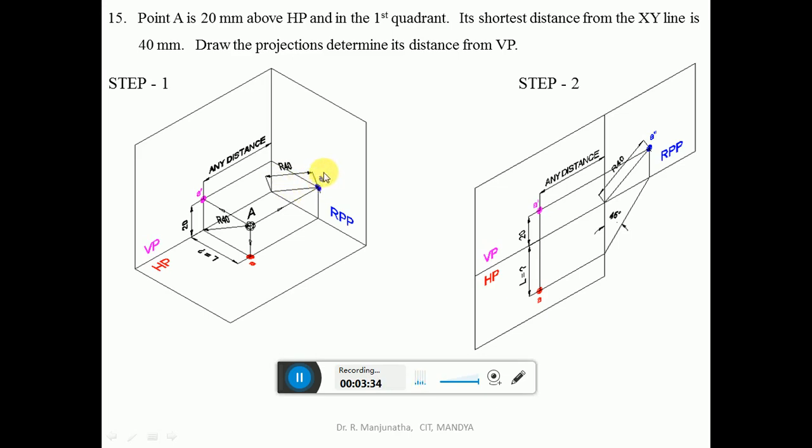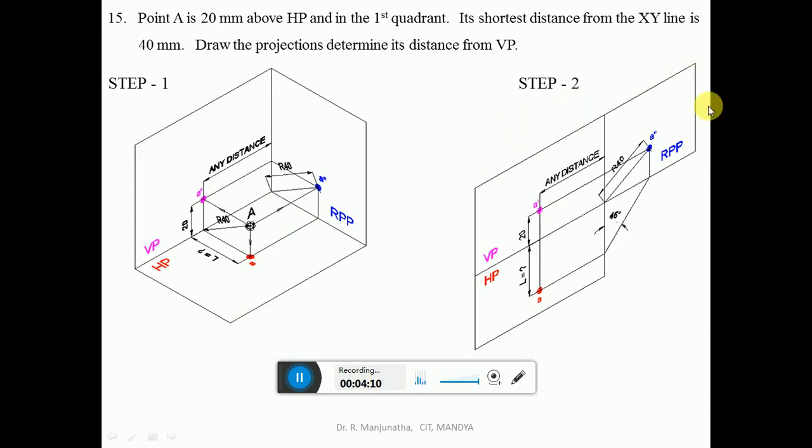Once you get this A double dash, you project this down, and then you project this to the HP. Then you project from here to this, and you get the top view, which is here. So you get the distance in front of VP. What is the distance that we need to find out? This is how we solve the problem in 3 dimensions. But once we cut it here and rotate the HP down and the RPP to the right side, correspondingly the images also get rotated.